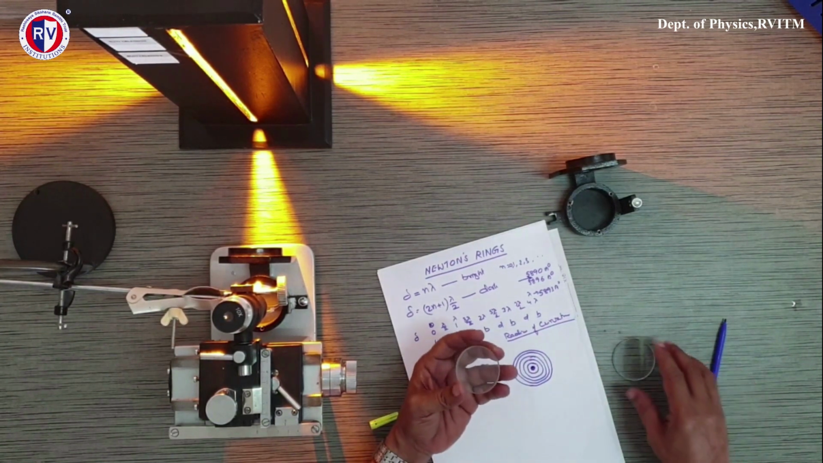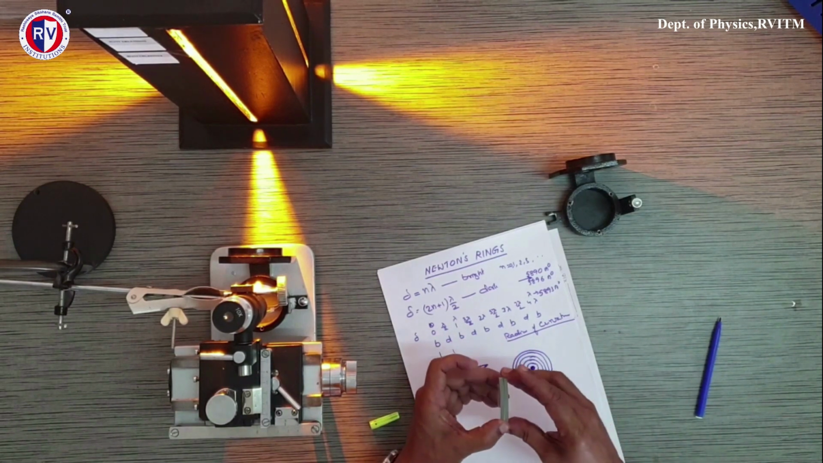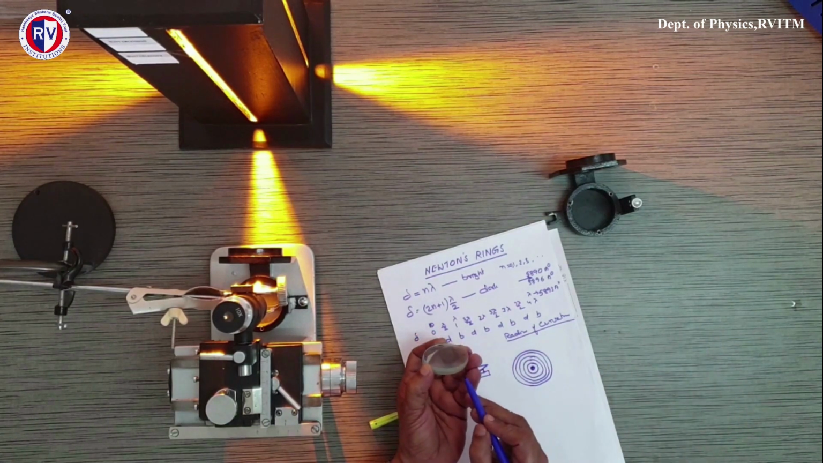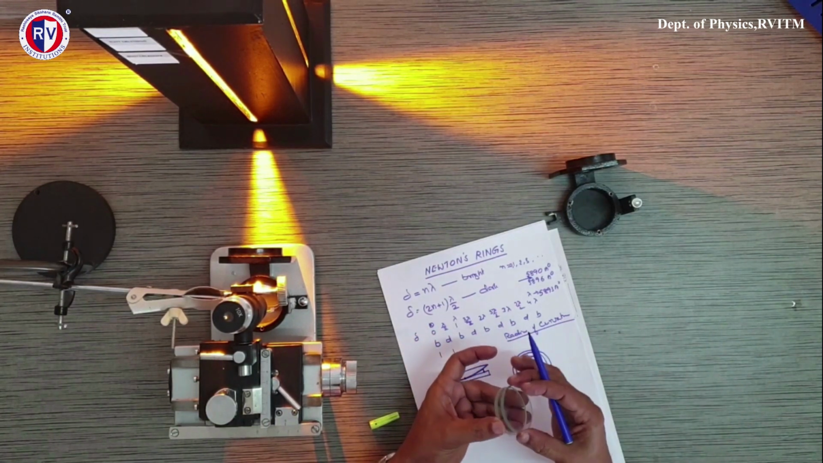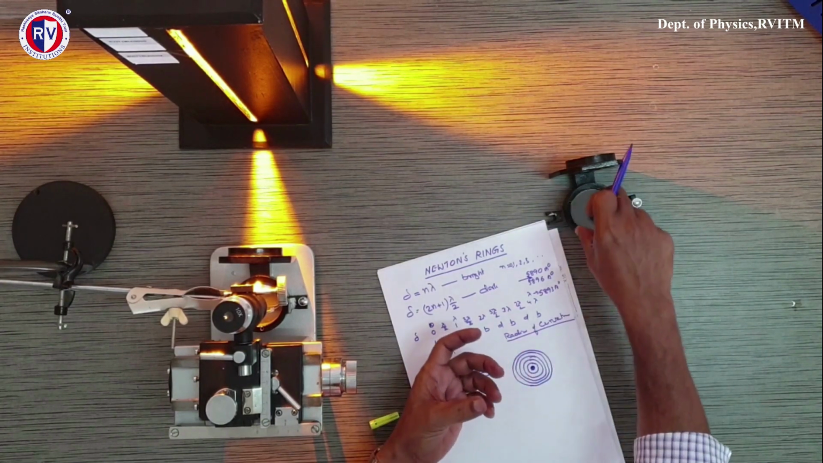So we have the setup like this. This glass plate. Over the glass plate, I'll be keeping the plano-convex lens like this. A small gap will be produced in between. If I keep it reversed, there is no gap. This will be kept inside this array.